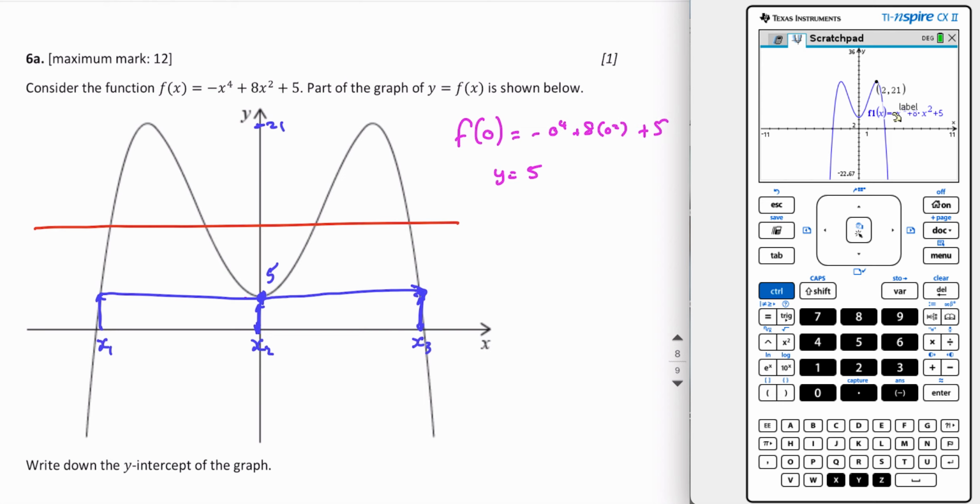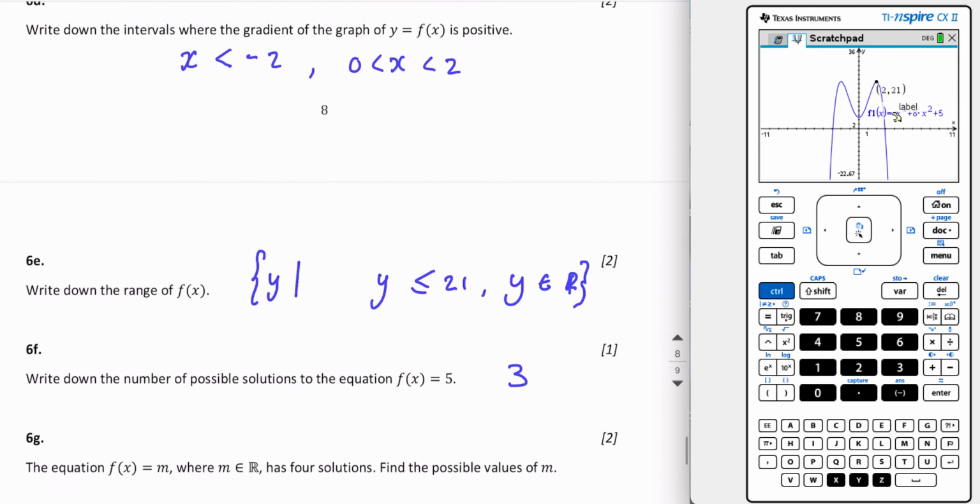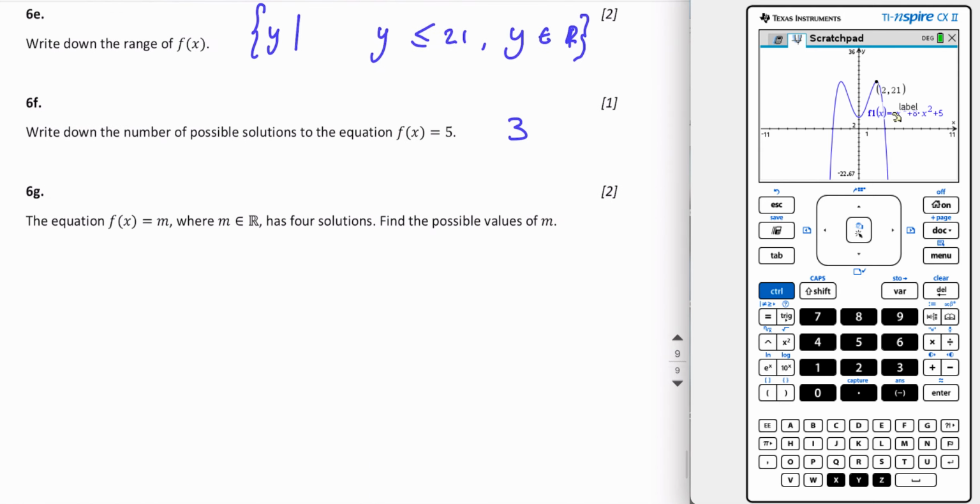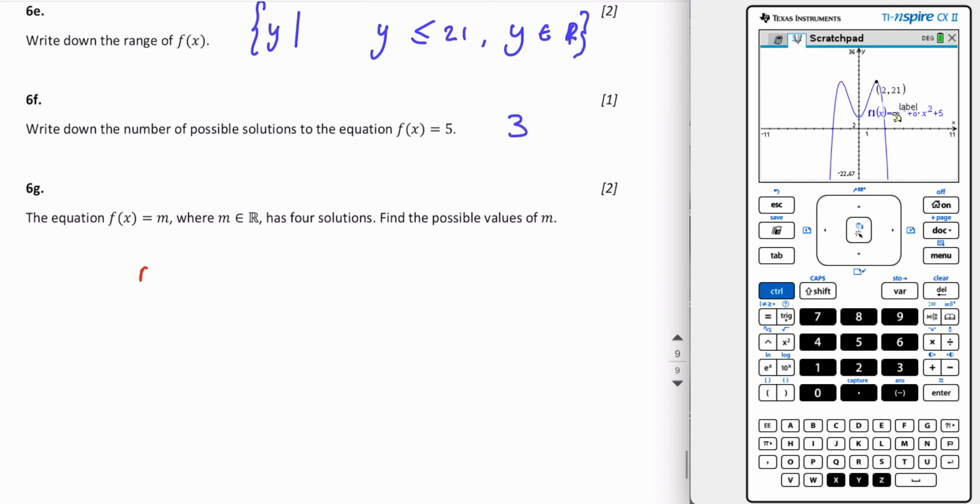At 5, we have 3 solutions. But as we go slightly up, we're now into 4 solutions: 1, 2, 3, 4. And we get 4 solutions all the way until we get to here, where we end up with 2 solutions. So this range is the values whereby we have 4 different solutions. There are 4 places where that line crosses. So the possible values of m are greater than 5 but less than 21. Those are the values that we would expect to see for m.